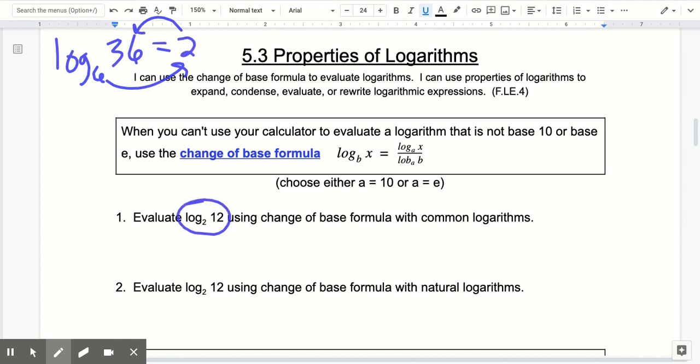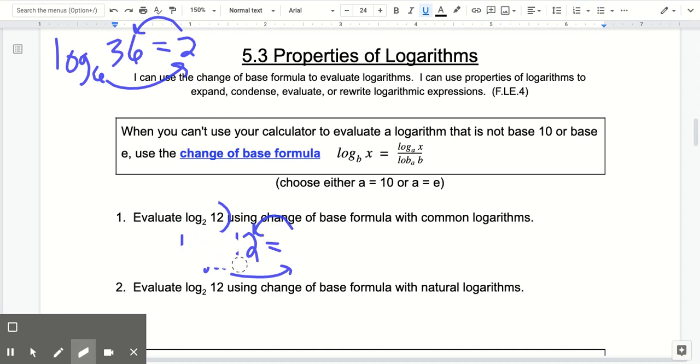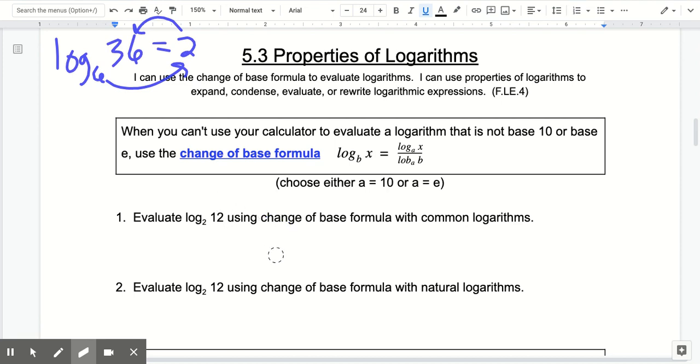However, come down here and look at this one, log base 2 of 12. So this is asking 2 to what power gives you 12? Well, I don't know. 2 to the third is 8. 2 to the fourth is 16. So we don't have an exact answer. So we need a way to deal with that. And the way we do that is called the change of base formula.